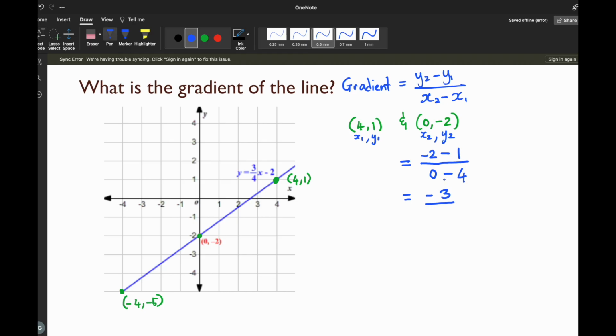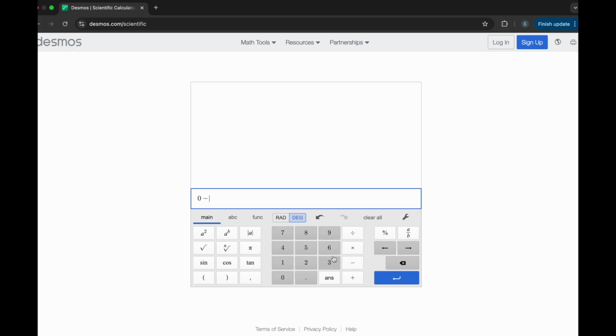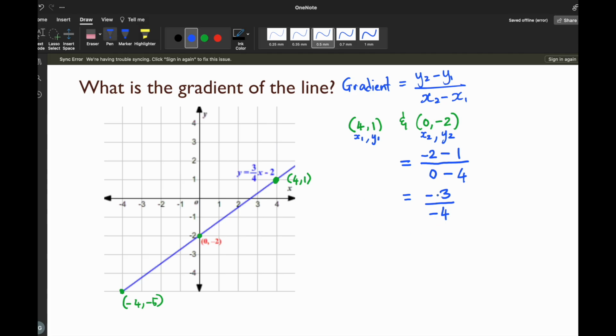So the next thing now, 0 take away 4 gives us negative 4. If you come here, 0 take away 4, you see that we get negative 4. So here we have this value. Now a negative divided by a negative gives us a what? Positive. A positive divided by a positive gives us what? A positive. A negative divided by a positive gives us a negative, and a positive divided by a negative also gives us a negative. So these are important to remember.